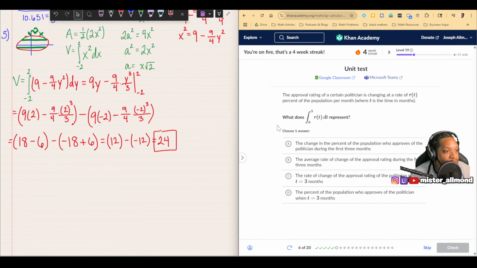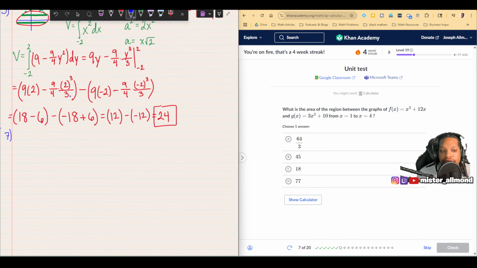Okay, bet. All right, number 7. Ooh, we're moving right along. All right, number 7. What is the area between the graphs of f of x and g of x from 1 to 4? You might need a calculator. Okay. Well, if they're letting me use a calculator, I don't know to what extent. I mean, see, the thing is, I can use Desmos for this, or I could do it by hand.